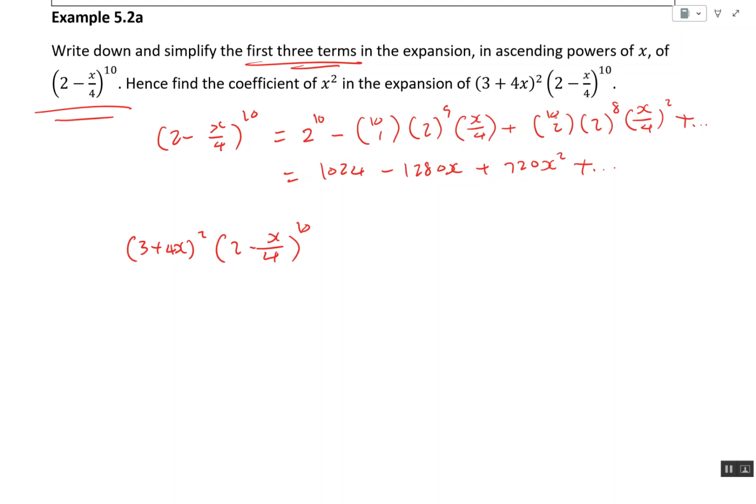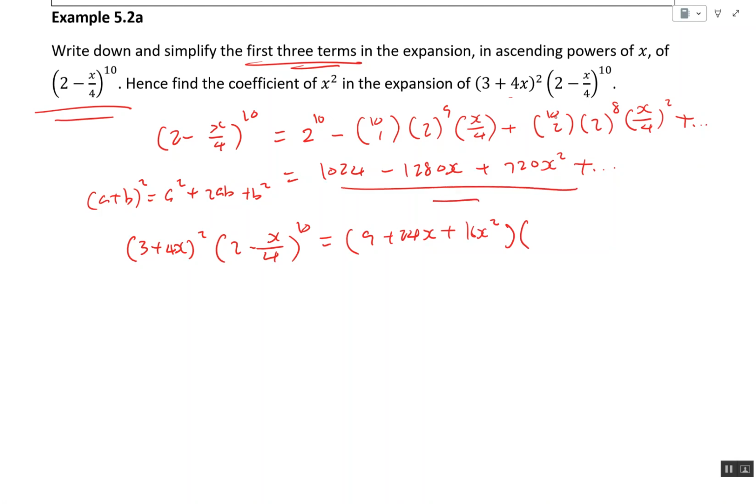And then what you will do is, in this case, because I cannot use this directly, there is a square bracket. Use your algebraic identities. This is the same thing as a plus b squared, so a squared plus 2ab plus b squared. So I'll get 9 plus 12x plus 16x squared. Sorry, 24x. Bracket. Then for the binomial expansion, just write back what you expanded in the earlier part. So I'll rewrite this entire thing again. Don't forget the plus dot dot at the back.